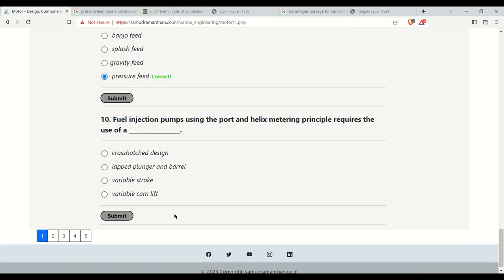Okay, now let's move to the last question of today. Fuel injection pumps using the port and helix metering principle require the use of: crosshead design, lapped plunger and barrel, variable stroke, or variable cam lift. I think its answer should be... I am not able to recall it. Lapped plunger and barrel. Yes, this is the answer.